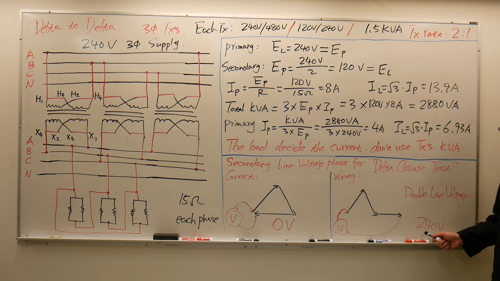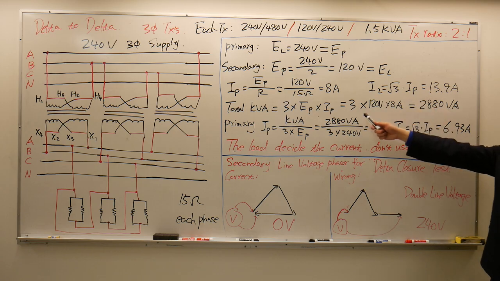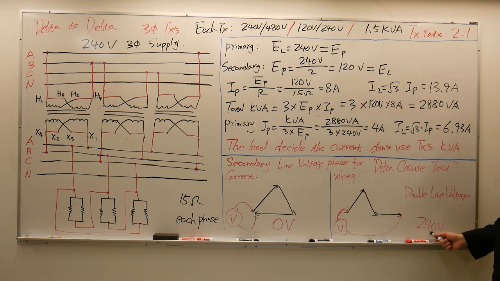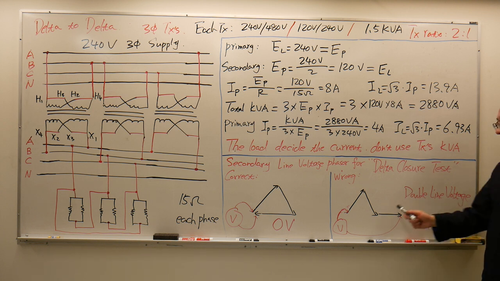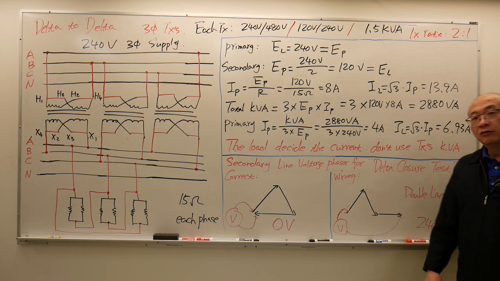I'm going to read 240 volts because the secondary line voltage is 120. So I'm reading 240 volts, double the secondary line voltage. That's when I connect the transformer wrong. So here's the calculation, and I'm going to go to the board to show you the real lab.